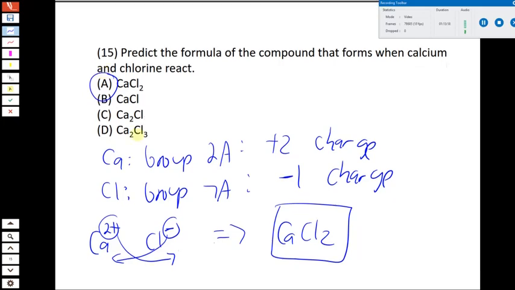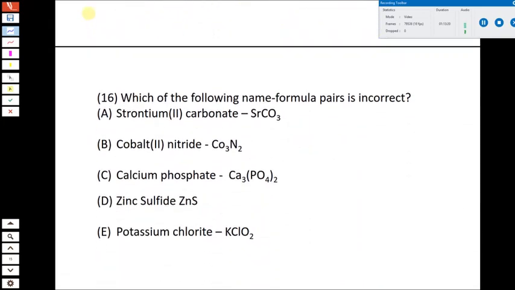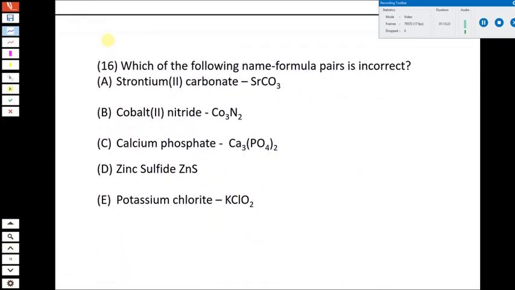All right, we get a little bit more practice with ionic compounds on this question here, which wants to know which of the following name formula pairs is incorrect. So we give you the name and we give you the formula, and we have to see which one of those don't match up properly. All right, so in the first one here we have strontium carbonate, SrCO3. So we again have to think about the charges of the ions to make sure they're in the right ratio and the names are correct.